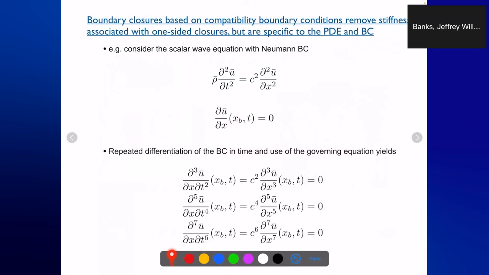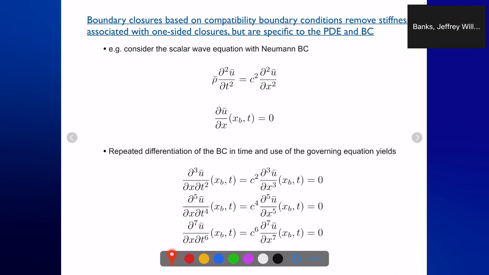The better boundary condition, the one that looks like the way that we've dealt with these fluid structure problems, are what we call compatibility conditions, right? So what are compatibility conditions? Since probably folks aren't familiar with compatibility conditions, I'll go through it really quickly. You need both the PDE and the boundary condition in order to figure out what the compatibility conditions are for that particular case. So suppose I have a scalar wave equation, and suppose I have a Neumann condition sitting here at some point XB. If you time differentiate this boundary condition and then substitute in the time derivative definition from the PDE, you will find that you wind up with these high derivative conditions. The third derivative is zero, fifth derivative is zero, the seventh derivative is zero, and so forth and so on.